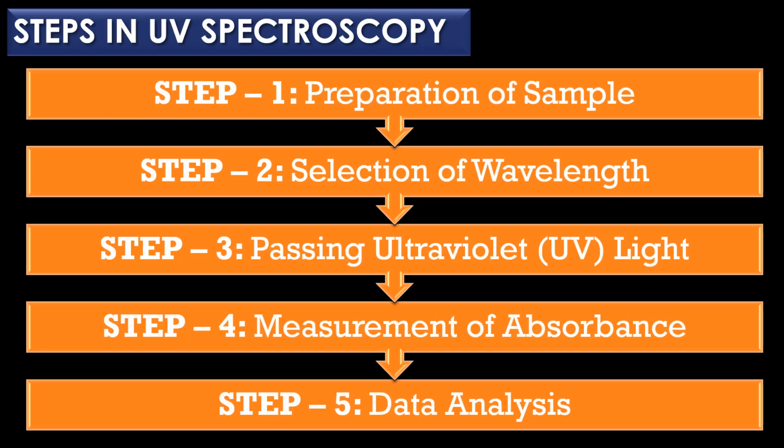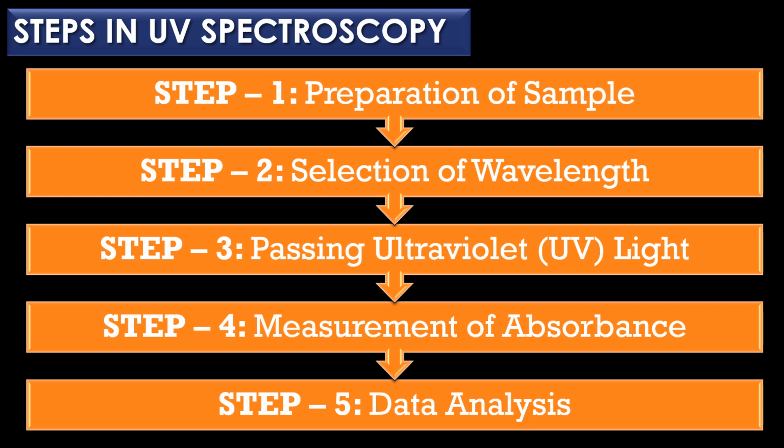Steps in ultraviolet spectroscopy. There are 5 steps. The first step is sample preparation. The sample, usually a liquid solution, is prepared, ensuring it is transparent to UV light in the region of interest. If necessary, dilutions are made to ensure that the absorbance is within the instrument's linear range.